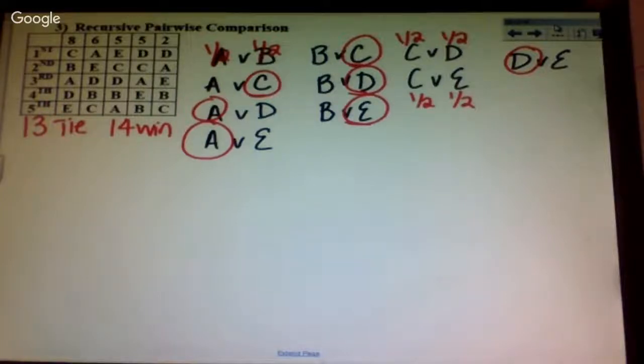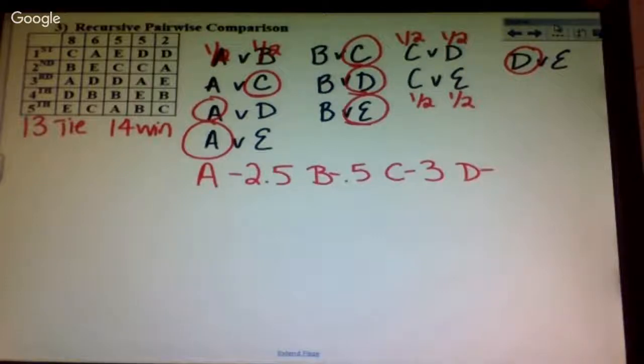All right. So now we need to count up. How many times did A win? 1, 2, and a half. So they have 2.5. B, just a half. C wins 1, 2, 2.5, 3. D wins 1, 2.5. And E, 1.5.